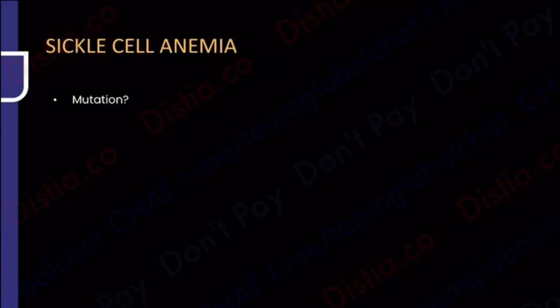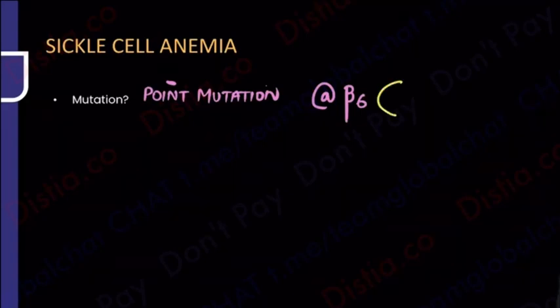When I say sickle cell anemia, the first thing that you have to know is the mutation. This happens to be a point mutation, which means the problem occurs at one point. And that point is the beta 6 position. And what is the problem that occurs? It is the glutamic acid.